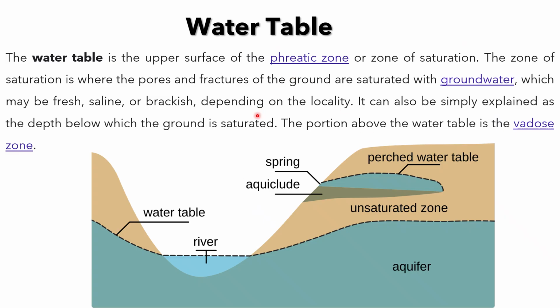The water table is the upper boundary of the zone of saturation, you can see here. Below this level, all the pores and fractures are completely filled with groundwater. The part above the water table, we'll call the vadose zone or unsaturated zone. In the figure, you can also see a perched water table, which forms when an impermeable layer exists above the main aquifer, trapping the water locally. Springs may form at such locations.